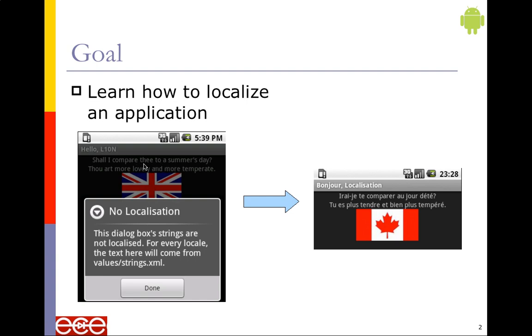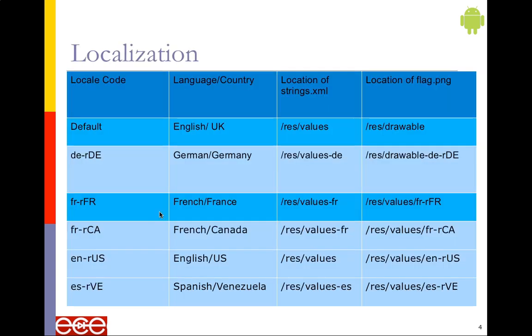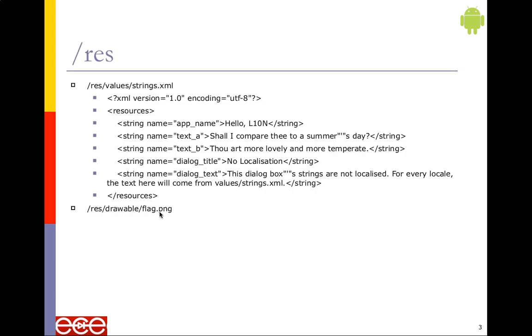Anyway, long story short, this is the English that is appearing in the strings.xml file, and we have all of this stuff, even the flag here from drawable flag. It's also specified in here. And then we have different localizations. So if we set the different localizations, we can automatically switch the languages.